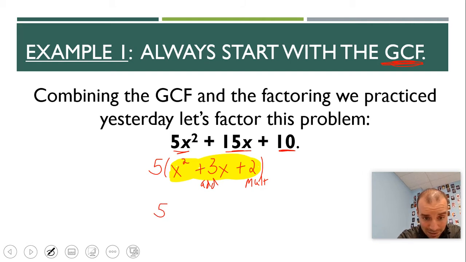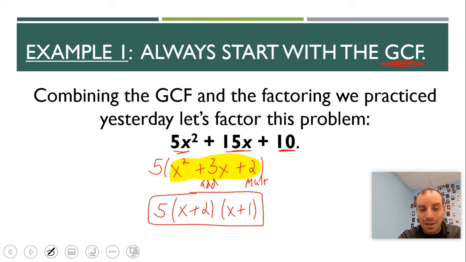So our final factored form is going to look like this. Don't forget about the 5 on the outside that you took out. And then x plus 2 times x plus 1, because 2 times 1 is 2, and 2 plus 1 is 3. It adds to my b term, and there is my factored form. The first thing you're always going to look at is, can you take that greatest common factor out? If you can, factor that out, and then factor whatever's left.